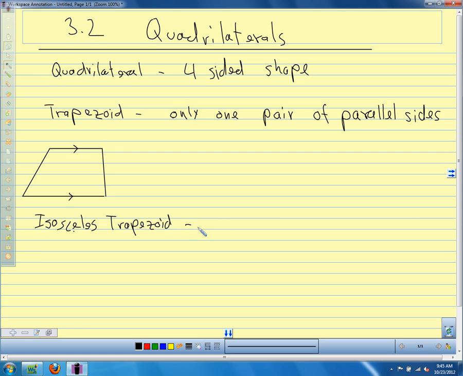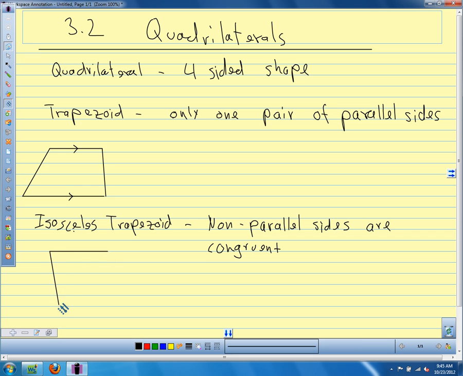So an isosceles trapezoid, it's a trapezoid, so it has one pair of parallel sides. What makes an isosceles trapezoid special is that the non-parallel sides are congruent. So on your drawing, and we won't do every single drawing this way, these sides are parallel, so it has one pair of parallel sides, and these sides would be congruent. And that's what makes an isosceles trapezoid: one pair of parallel sides, non-parallel sides congruent.